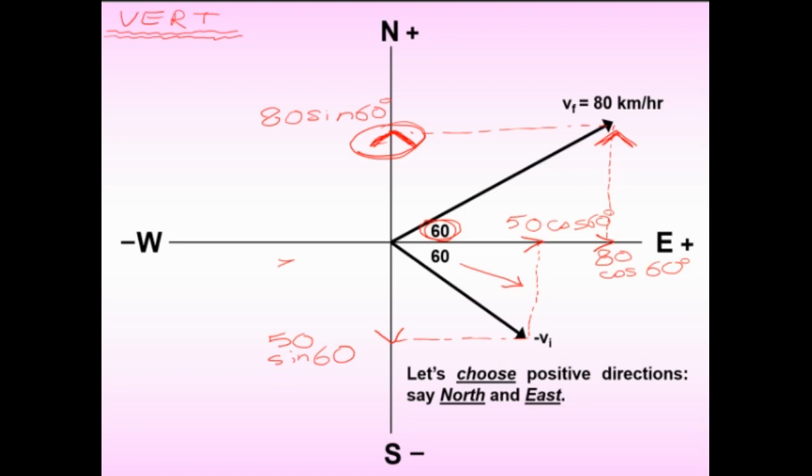So can someone tell me what am I going to do on the vertical? Am I going to add them up or subtract them? Look at the ones on the vertical. Are they going together or against each other? Against. So that means what? Your vertical is going to be 80 sine of 60 subtract 50 sine of 60. What's the common factor between those two terms? Sine of 60. So you can say that's just 30 sine of 60. By the way, you don't have to do that. You could just plug in the numbers now. 30 sine of 60.